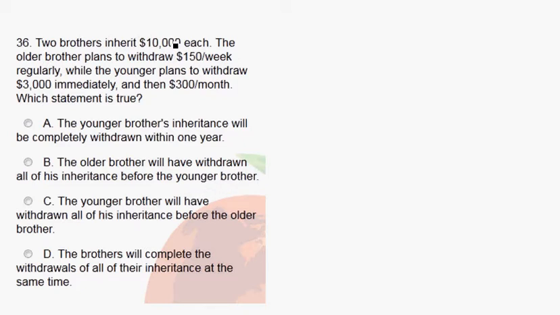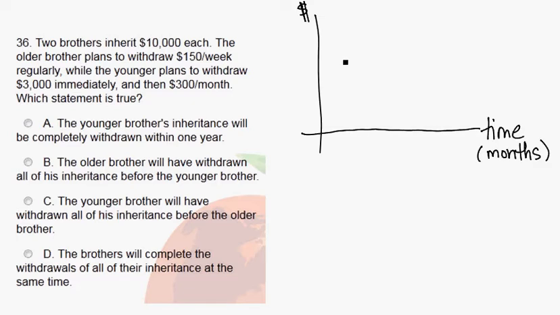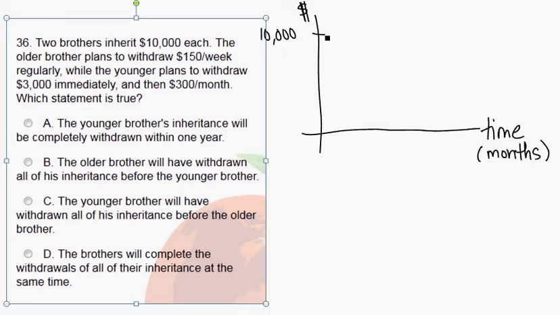This is an example of two classic lines because we're given a sort of starting amount and then we're talking about how fast they're withdrawing per week. So this is going to represent our slope. So if we want to picture this graphically, the two brothers are both starting with the $10,000, but the older one is going to withdraw $150 a week. So his starting value when time is 0 is 10,000, and then he's going to withdraw $150 a week.